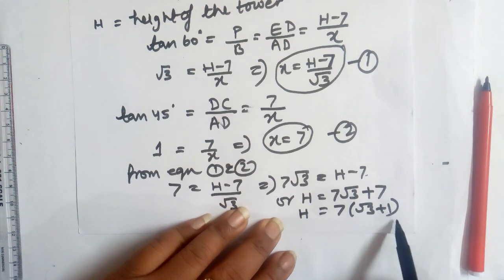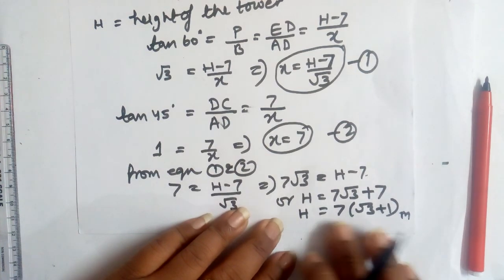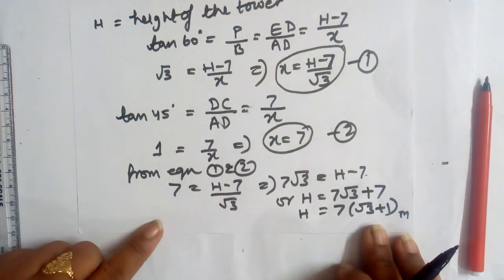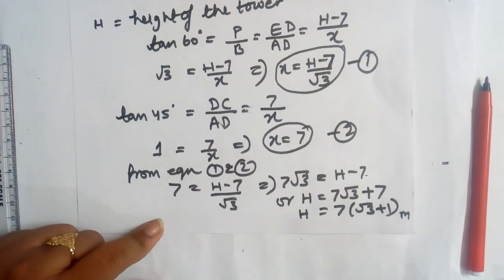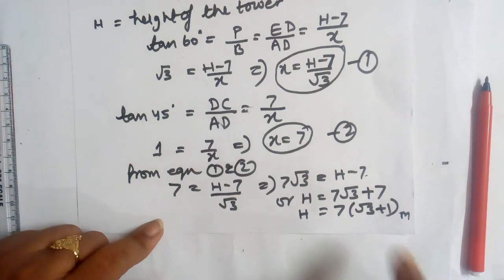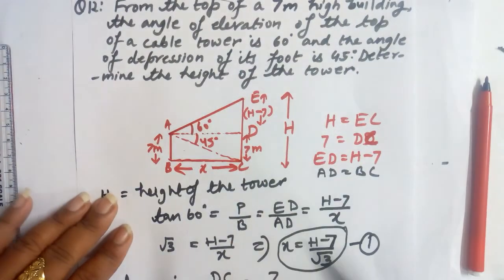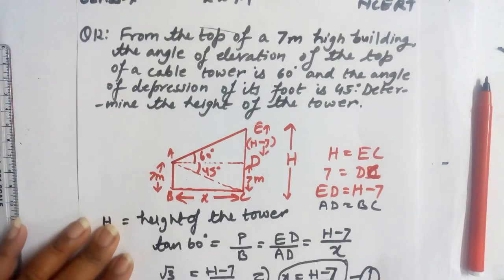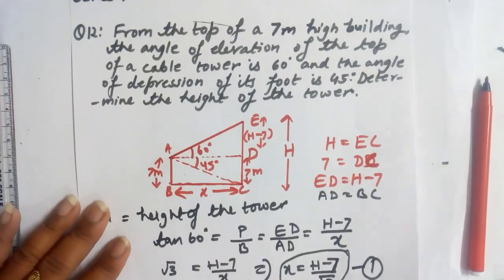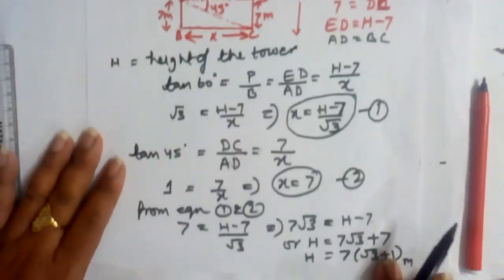You can leave it here in meters. There is no need to write the value of root 3, that is 1.732. If you want to continue with the value, you can, but there is no need, you can leave it here. And this is the height that we have got of the cable tower. Okay, so I hope it is clear.